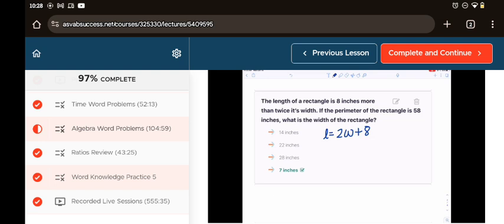Okay, so it doesn't give me anything else aside from the perimeter. But guess what? We know the perimeter. Perimeter is 2 times the length plus 2 times the width. That's the equation for perimeter. And it's telling us that this is equal to 58. So that's how we get our two equations, okay? Now we know we're looking for the width.